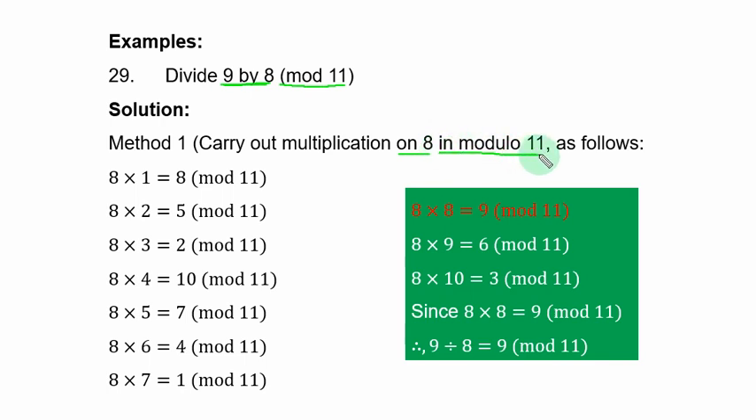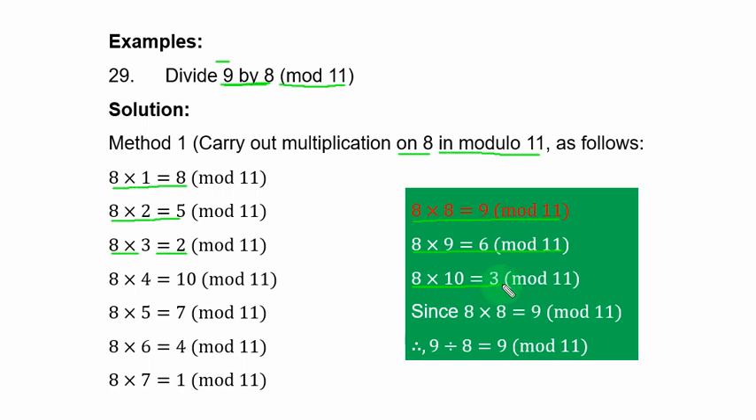That is using digits from 0 to 10, and you note the remainder. The one that gives 9 is the result. So you have 8 times 1 is equal to 8 modulo 11. 8 times 2, you have 5 in modulo 11. 8 times 3, you have 2 in modulo 11, and so on. Now let's go to 8 times 8 is equal to 9 modulo 11. 8 times 9 is 6 modulo 11. 8 times 10 is 3 modulo 11.